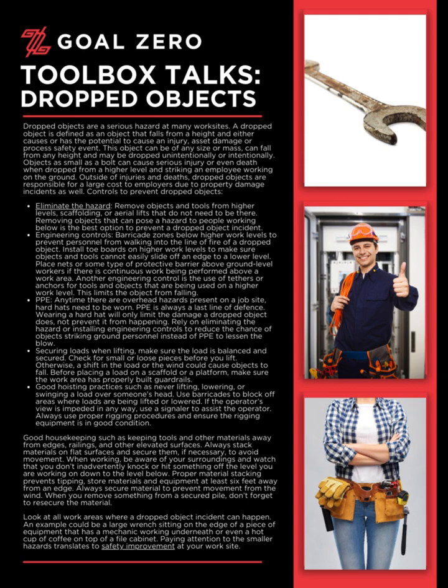Look at all work areas where a dropped object incident can happen. An example could be a large wrench sitting on the edge of a piece of equipment that has a mechanic working underneath, or even a hot cup of coffee on top of a file cabinet. Paying attention to the smaller hazards translates to safety improvement at your work site.